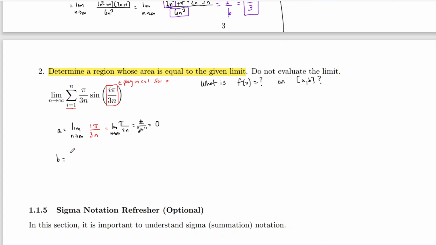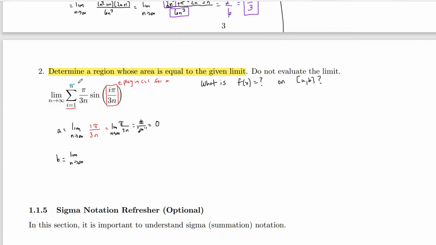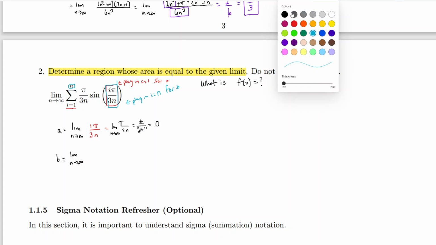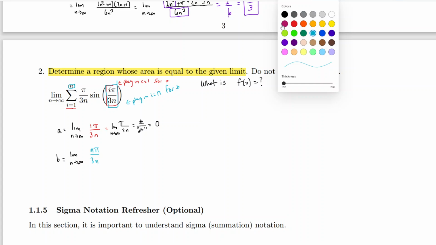All right, now to figure out b, it's a very similar idea, except you're not looking at the starting value, you're looking at the ending value. What is the last value of i we're plugging in? It is n. So we want to take the same thing and plug in i equals n for b, and we do the limit as n goes to infinity. We've got, when i is n, n times pi over 3 times n. And now you evaluate this limit.